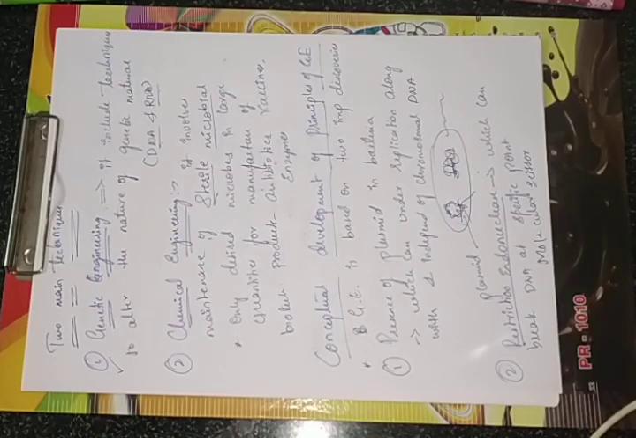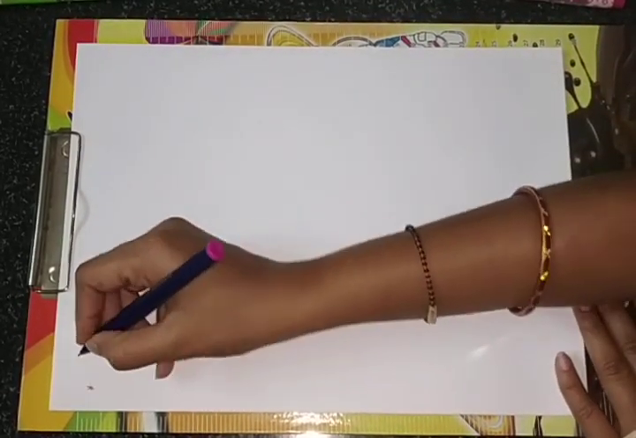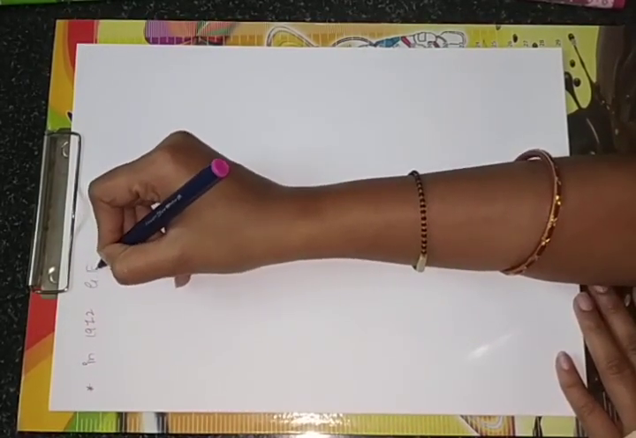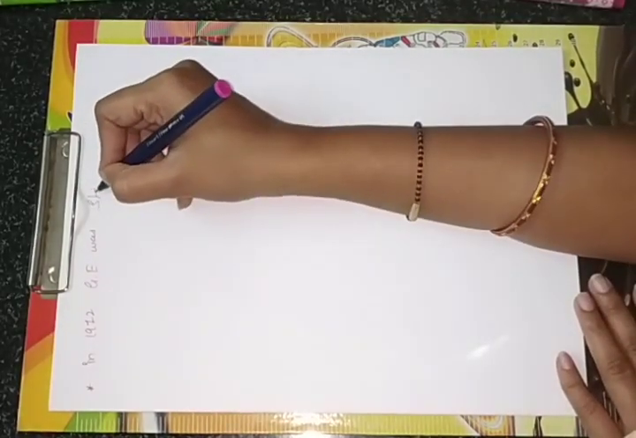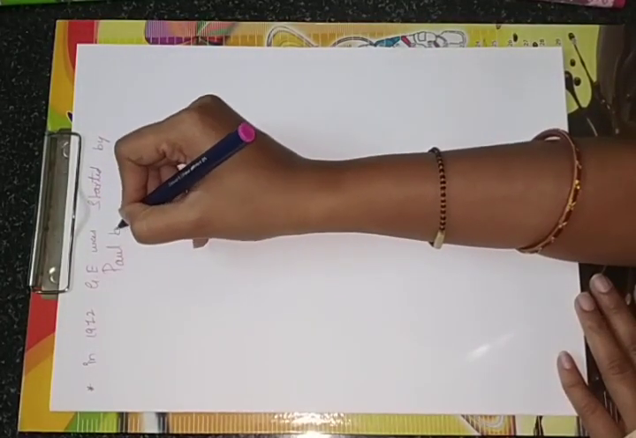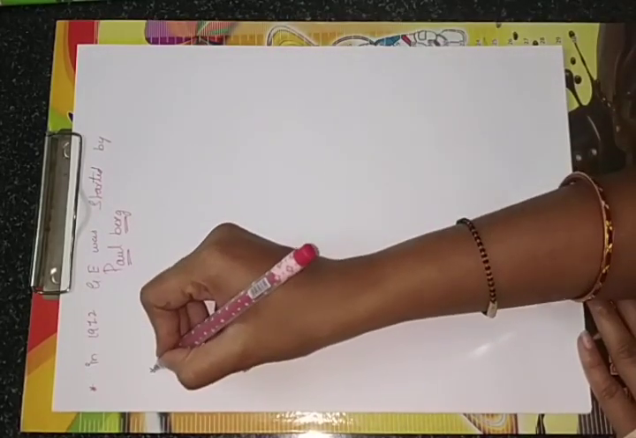In 1972, genetic engineering was started by Paul Berg. Where? In 1972. Who started? In 1972, genetic engineering was started by Paul Berg.